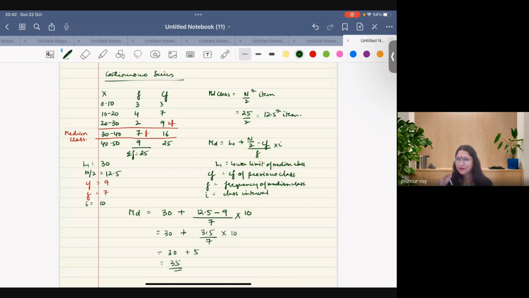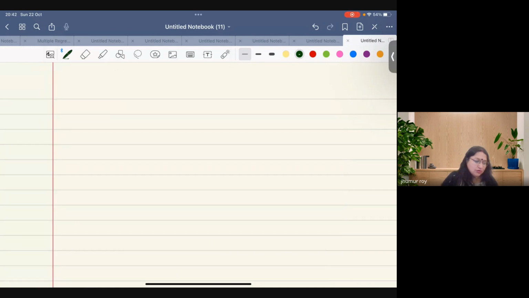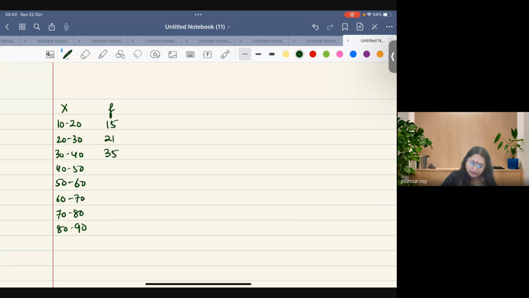Let's do one last question, very fast, and finish for today. So hurry up and write the question with me. The values we are taking for X are 10 to 20, 20 to 30, 30 to 40, 40 to 50, 50 to 60, 60 to 70, 70 to 80, 80 to 90. And the frequencies are 15, 21, 35, 52, 49, 17, 3, 1.